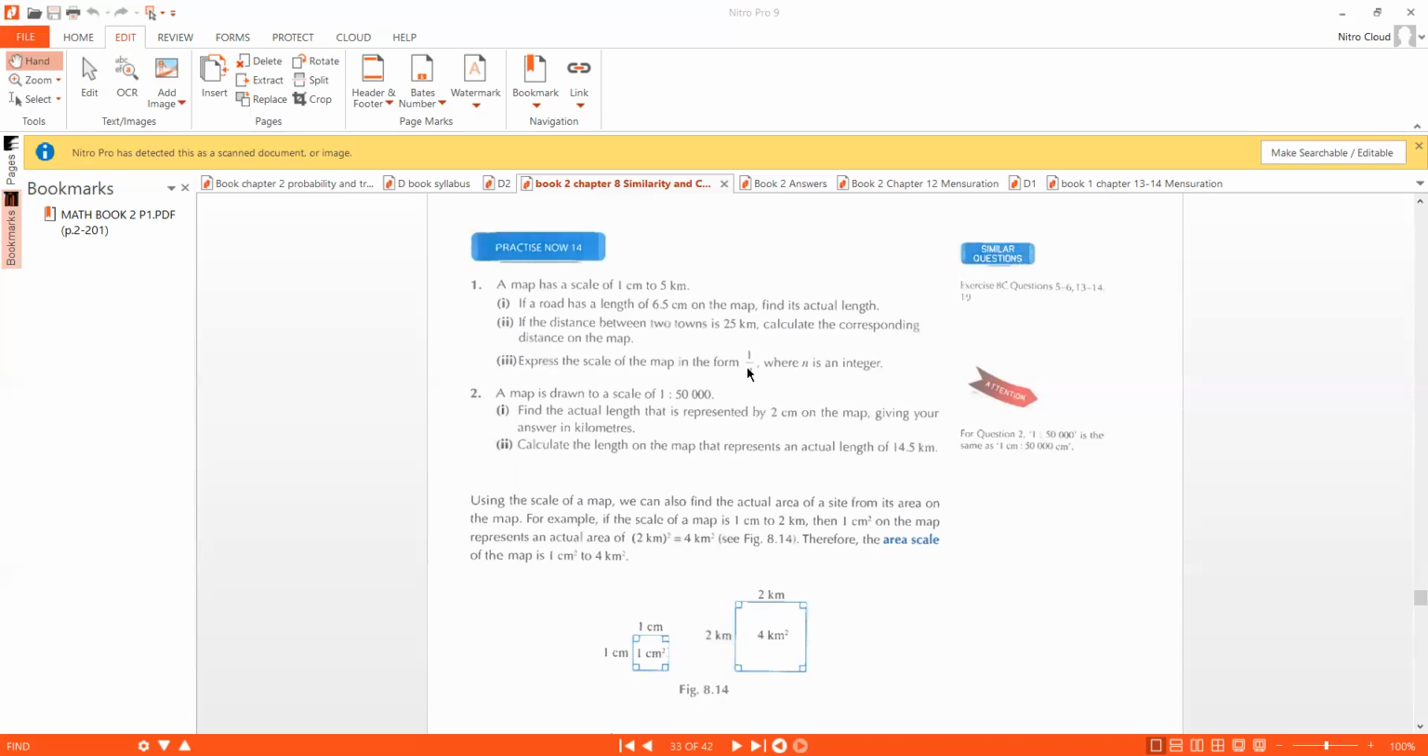It is asking over here to express the scale of the map in the form 1 over n, where n is an integer. So 1 over 5 centimeter equals 1 kilometer. Simply. Any confusion over here? Nope. Great.